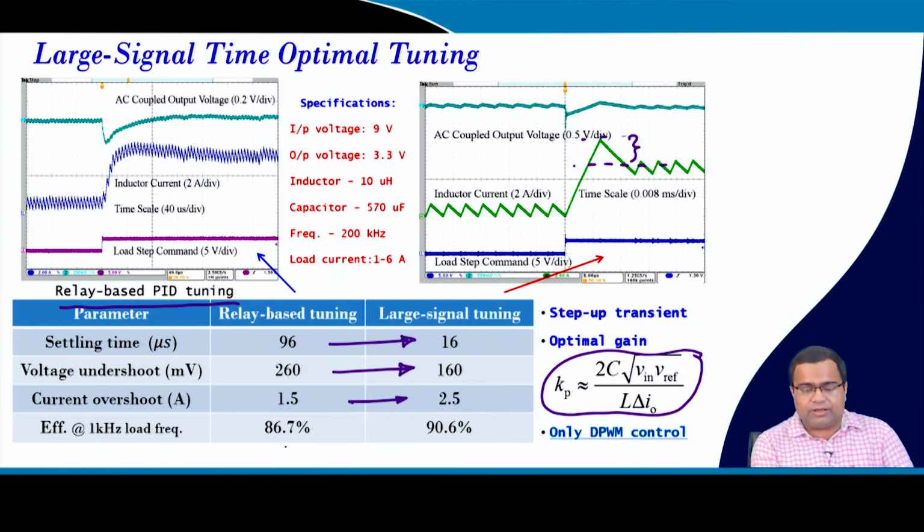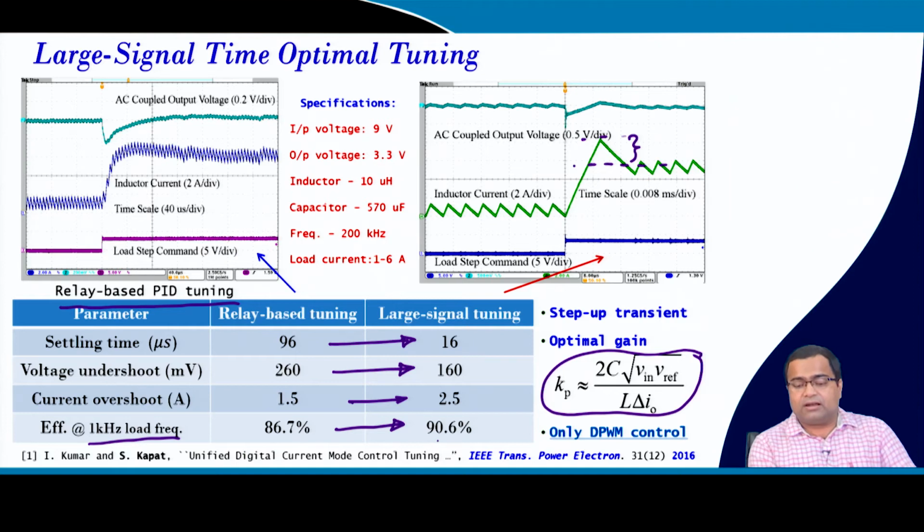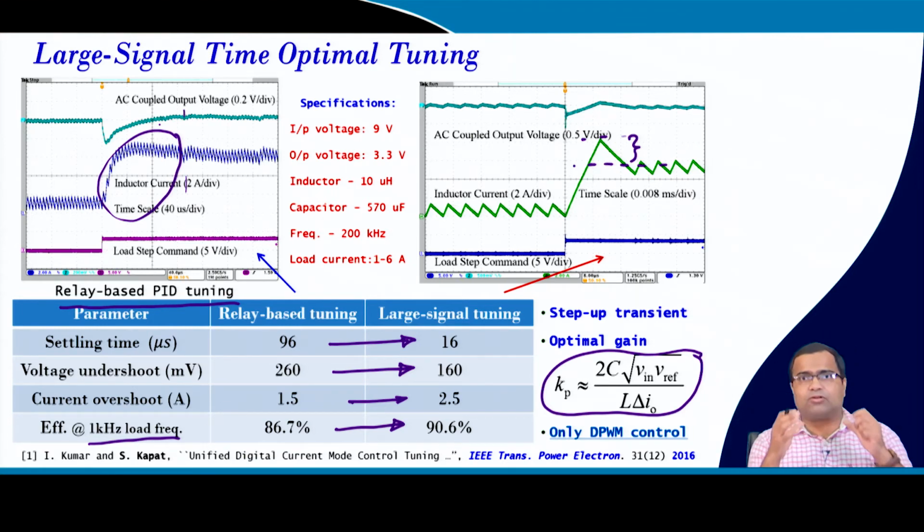And another interesting point, we have improved the energy efficiency, because we have considered a 1 kilohertz load frequency, that means the load step is happening at the rate of 1 kilohertz, periodically varying, step up, step down. Under such conditions, we got an improvement in efficiency of almost more than 4%, because during this recovery process you have so many cycles of turn on, turn off, which increases switching losses and driver loss, whereas here it is only one switching action. These results are taken from this paper, where we have discussed it in detail.